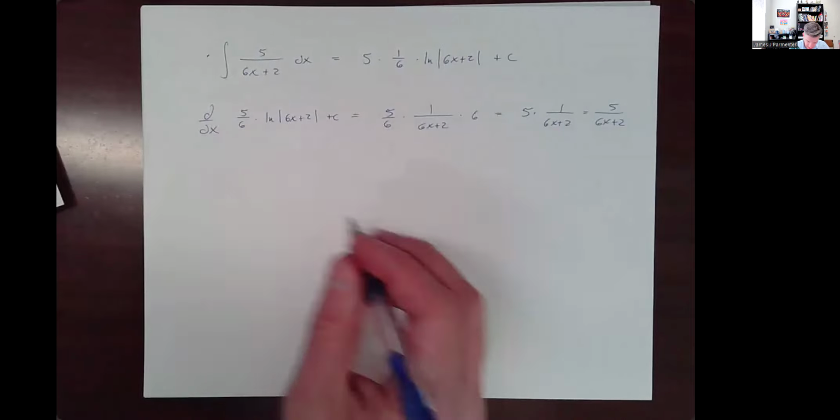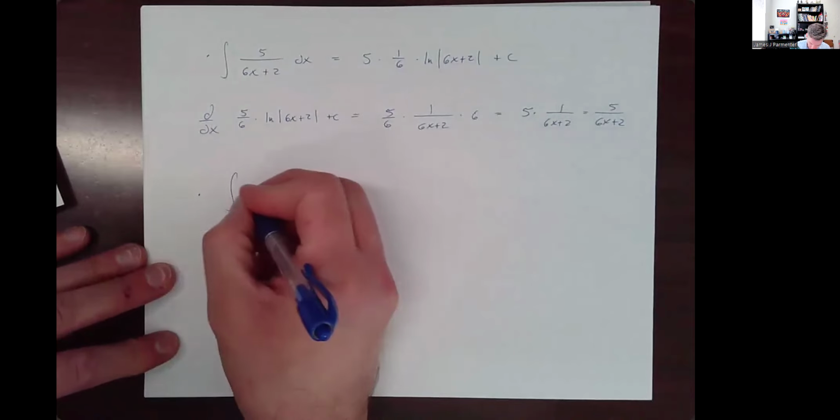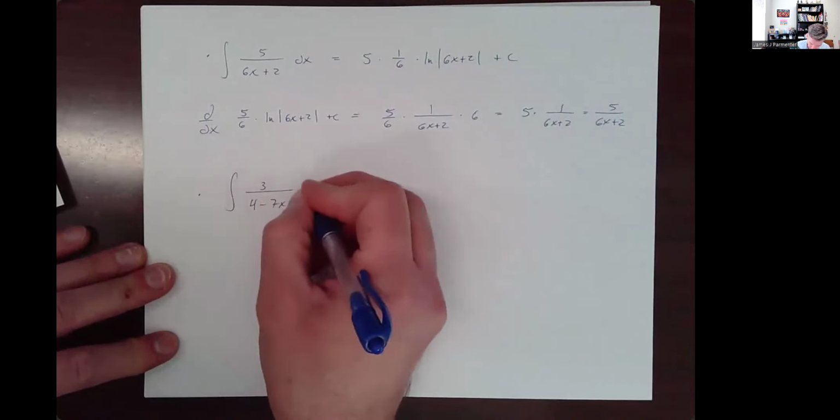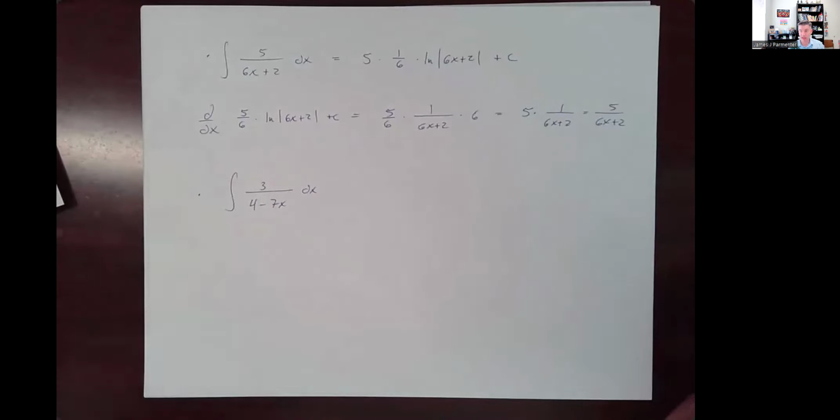Let's do one more example like this, and then we'll change up a little bit. Let's say we have the integral of 3 over 4 minus 7x. You should try it on your own for a second before I show you how to do it. But again, I'm really not going to do anything.